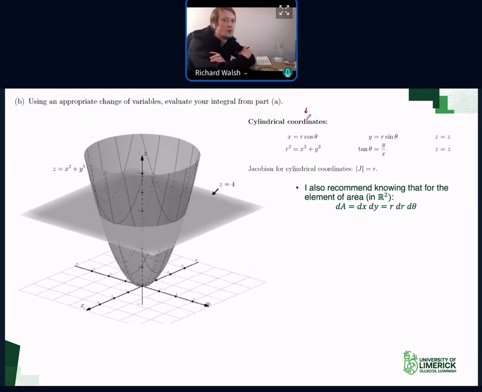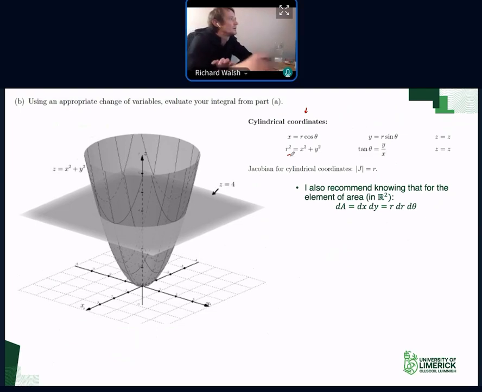Because my integral has x squared plus y squared in it, I'm going to use cylindrical coordinates, because that's just r squared. If it had x squared plus y squared plus z squared, I'd use spherical coordinates. But I'll use cylindrical here.